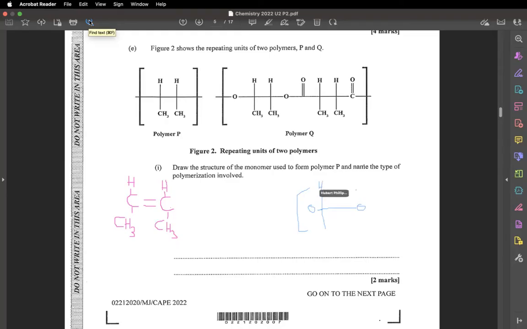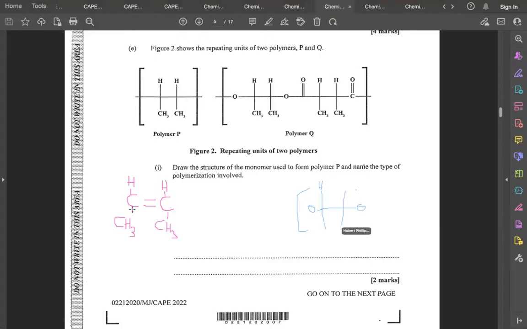Okay, so Desiree, this is correct, this is the correct monomer. So now, what type of polymerization is involved in converting this monomer into this polymer? All right, perfect. So that's addition polymerization, so that's correct. And then Hubert is drawing the monomers that were used to form polymer Q. That's our next question, so he's working on that.